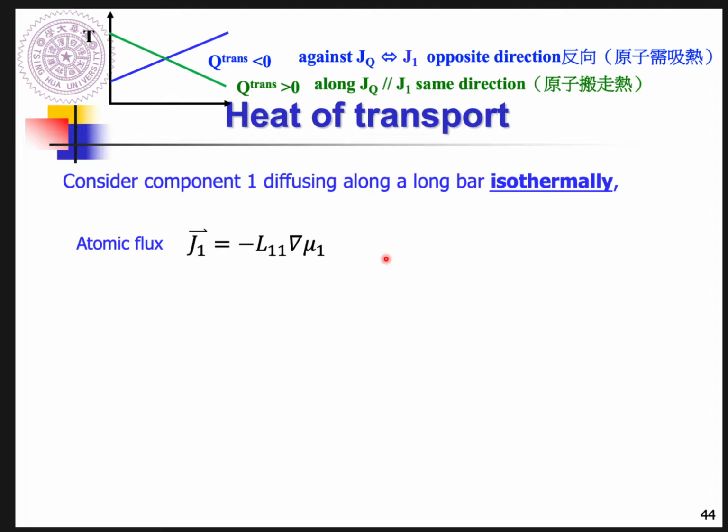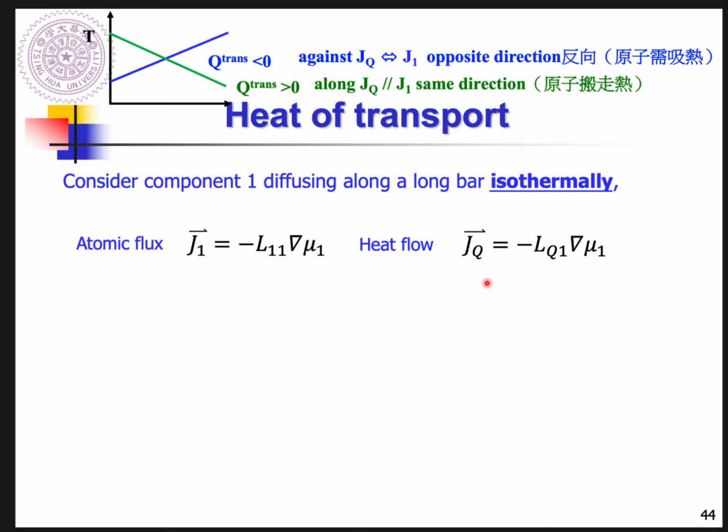So it is the negative chemical potential gradient. So the atomic flux can be expressed as the negative chemical potential gradient times L11. But for the question we are asking, this atomic flux is reasonable, right? Because based on the question, we do have component one diffusing along these materials. But how about the heat flux? Even though we don't have a temperature gradient, the heat flux is also driven by the negative chemical potential gradient. So the coupling term is actually L capital Q1.